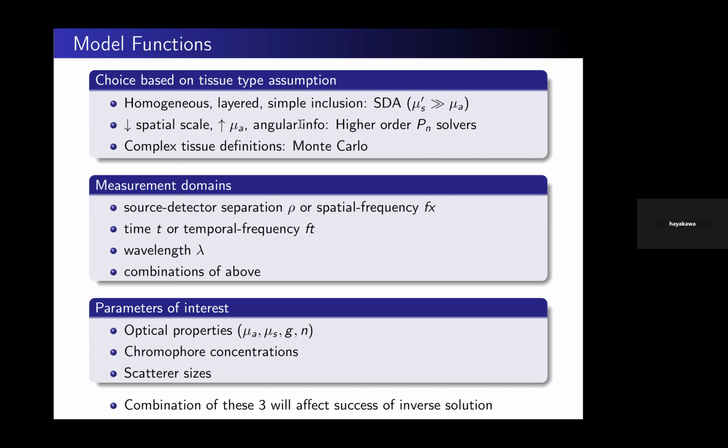You also have to pick your measurement domain wisely. We've covered spatially resolved versus spatial frequency. Tomorrow you'll hear about time resolved or temporal frequency. There's also the issue of wavelengths, which ones to use, and any combination of the above. And then it also depends on what you're looking for. Are you looking for optical properties? Are you looking for chromophore concentrations? Are you looking for scatterer size? All of these come into play as far as picking your model function, what's going to work best for you to invert that measurement.